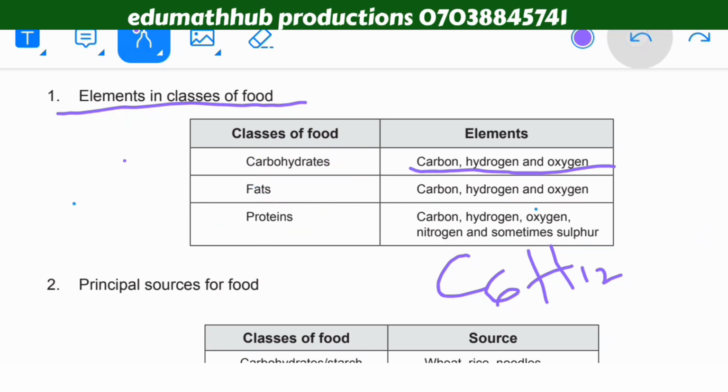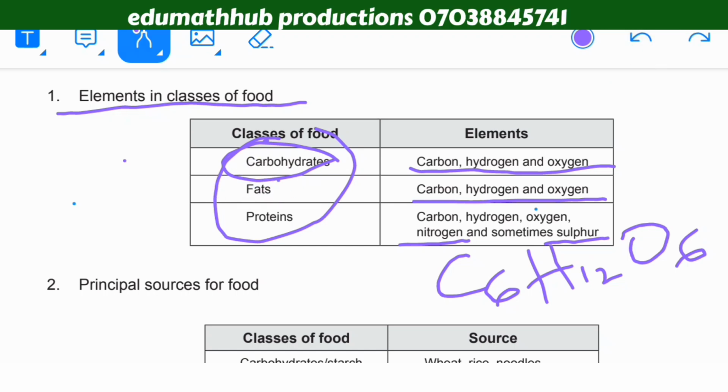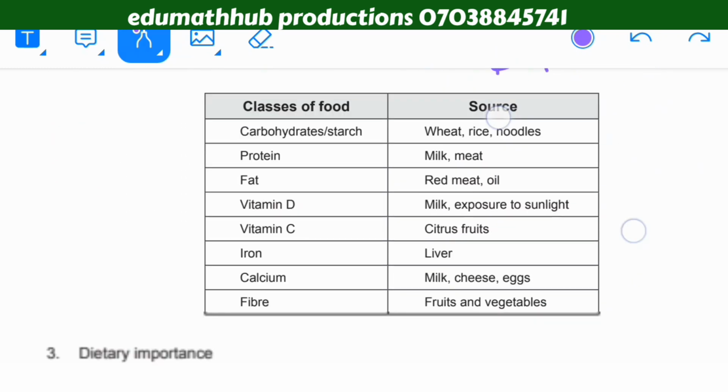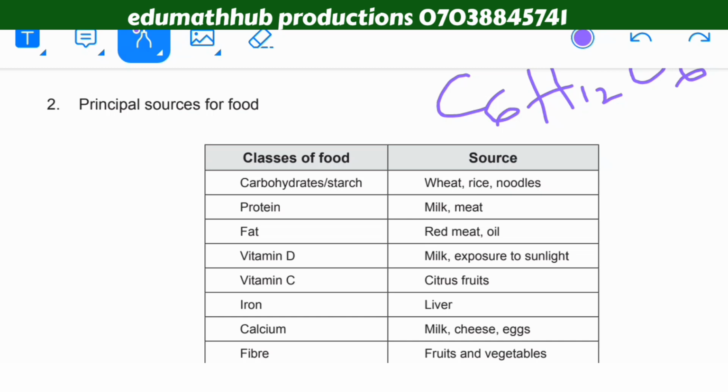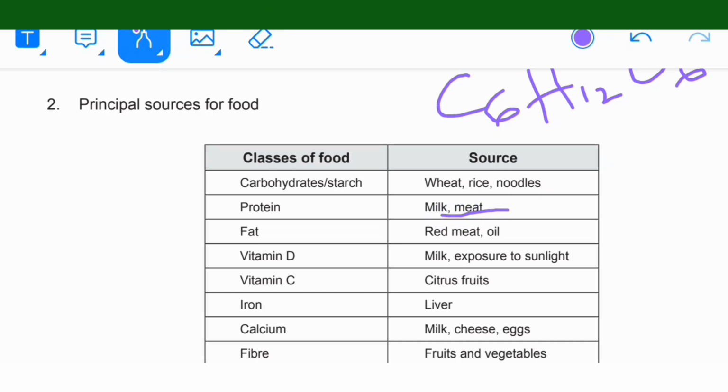Then we move to the next part, which is the principal sources of food. The first one is carbohydrates. Carbohydrates are majorly from wheat, rice, noodles, eba, gari, and stuff like that. That's where you get your carbohydrates from. The next one is proteins. Proteins can be obtained from milk, meat, or fish. Then for fats, we talk about red meat and vegetable oil, and so on.